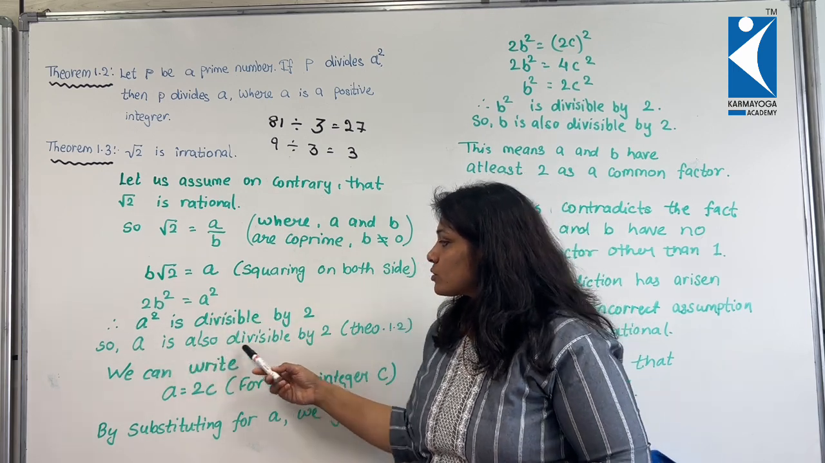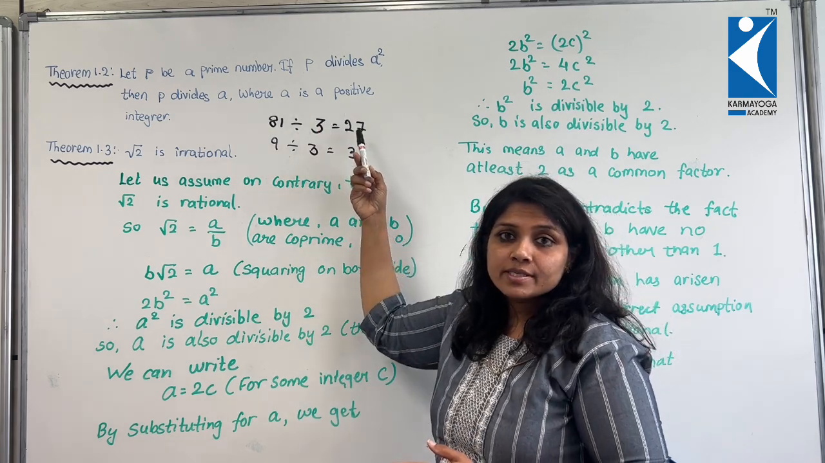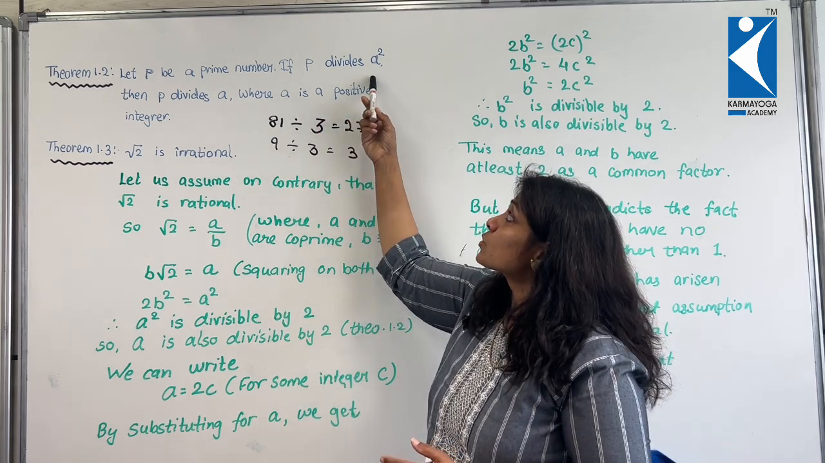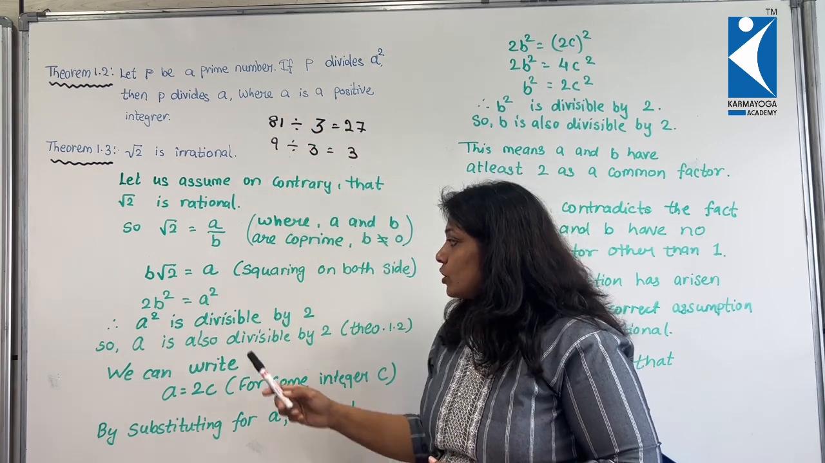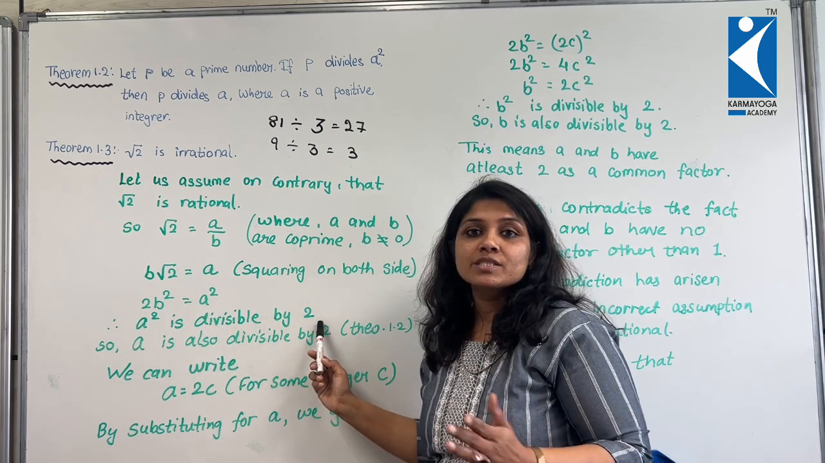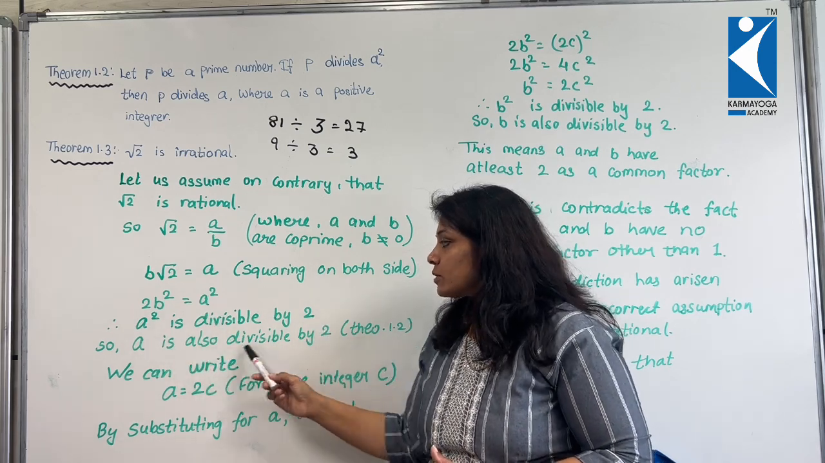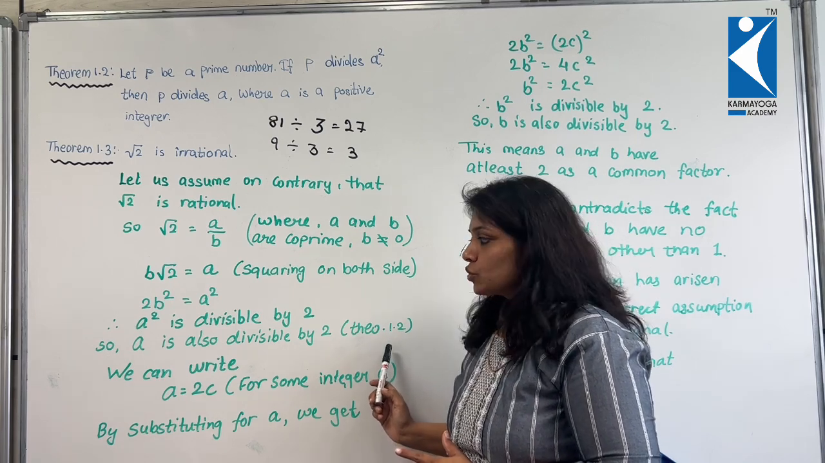So a is also divisible by 2 as per theorem 1.2. What we discussed is that if a perfect square number is divisible by a prime number, then that number is also divisible by it. So here the same thing is applicable: a square is divisible by 2, where 2 is a prime number. So a is also divisible by 2. We will mention as per theorem 1.2.